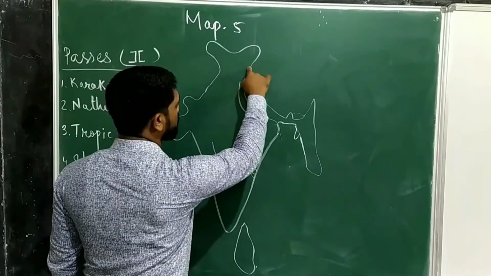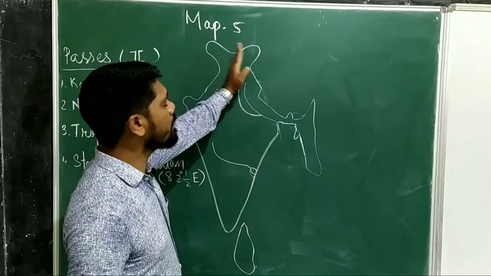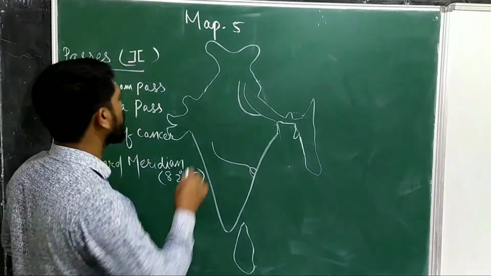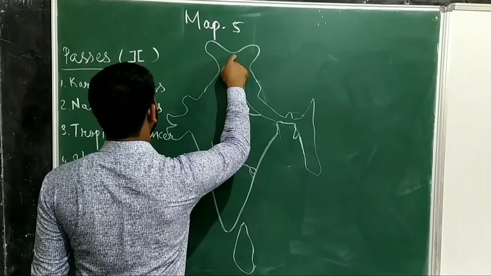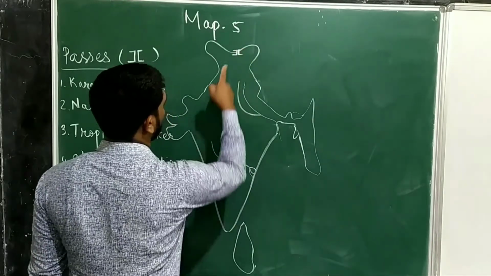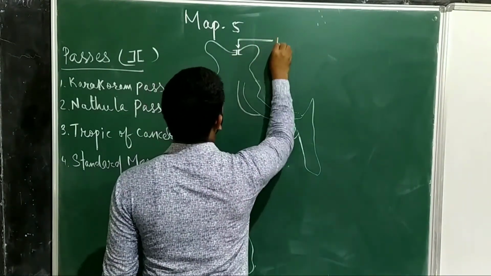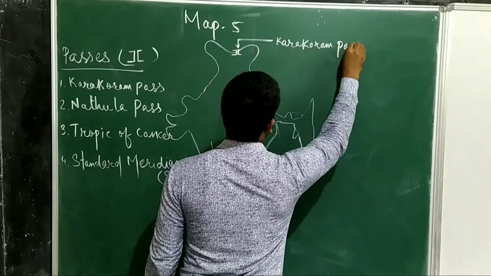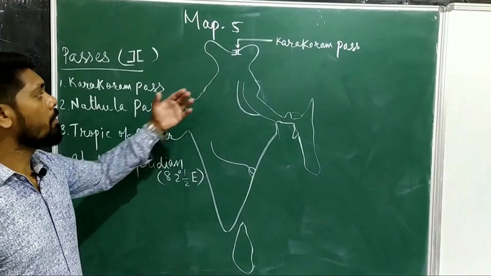Here the Karakoram range is there, and on the western side is Karakoram K2, and on the eastern side of that, I have not drawn exactly how the map of India is supposed to be. So on the eastern side of K2 is where Karakoram Pass is located, right? Likewise you have to draw the symbol and write Karakoram. Okay, so that is the place where Karakoram Pass is located.